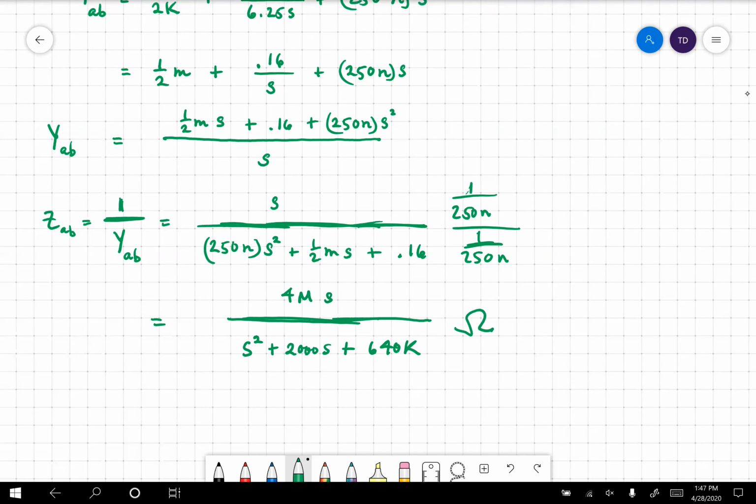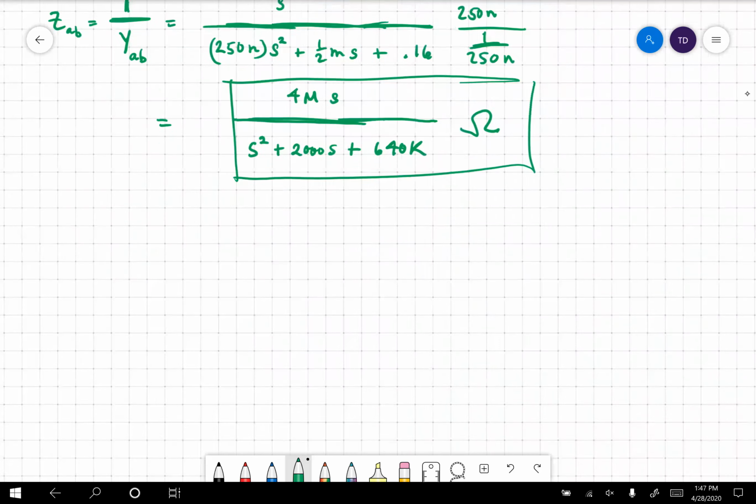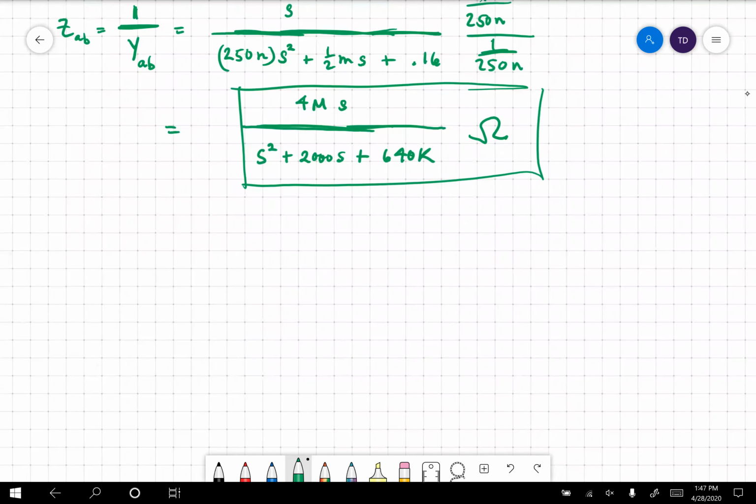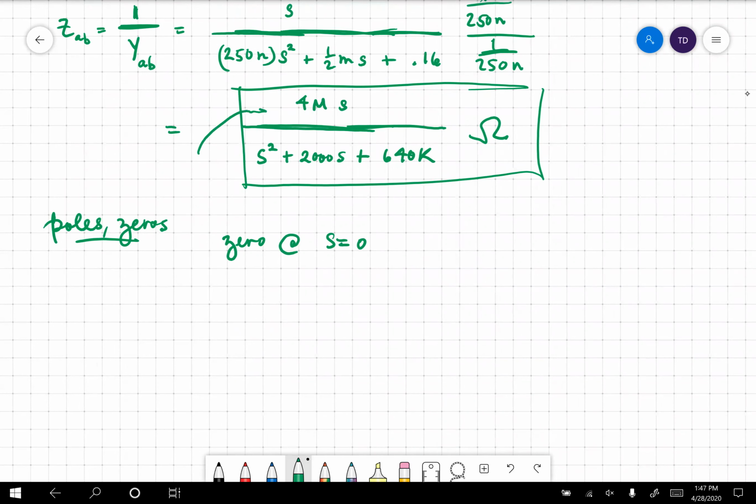That is in ohms. Find the poles and zeros, and then let's see what the poles and zeros mean. That's interesting as well. Okay, so the poles and zeros. Zeros are easy. There's only one, a zero at S equals 0, right? That's what causes the numerator to be 0 when S is 0. That means when S is 0, that's DC. At DC, this impedance is 0.